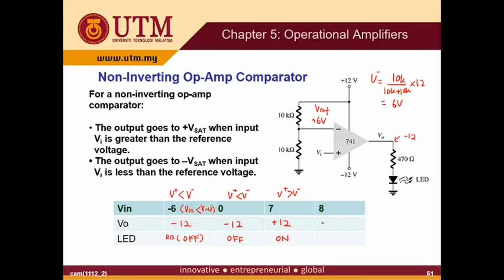And the last value for V in is 8. This is the same condition as when V in is equal to 7. So V out is plus 12 volt and the LED is on.